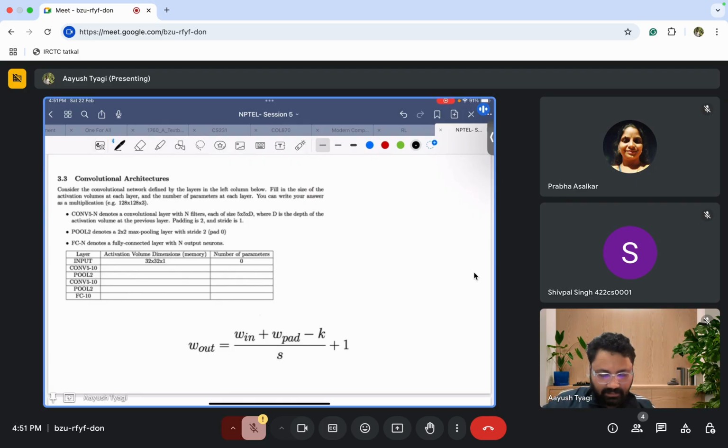Okay, so let's move to the architecture-based problems. What we will be looking at now are CNN-based problems. Suppose you are designing an architecture. In some cases you have to work out the size of the next layer, what size you want in your next layer.